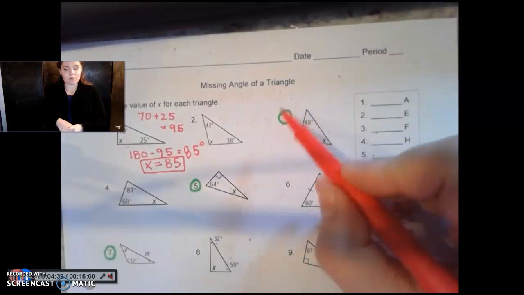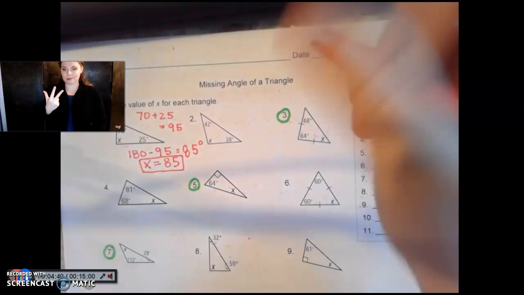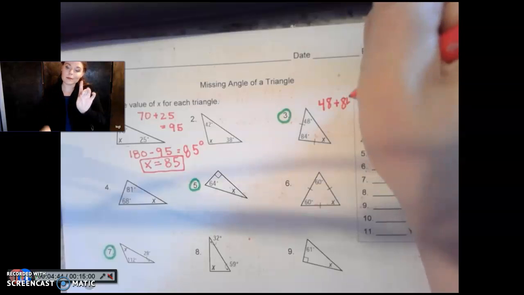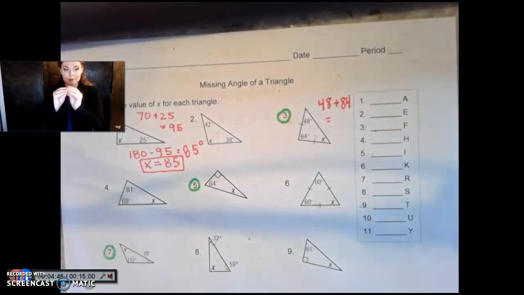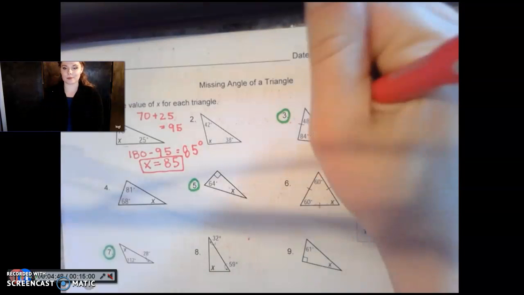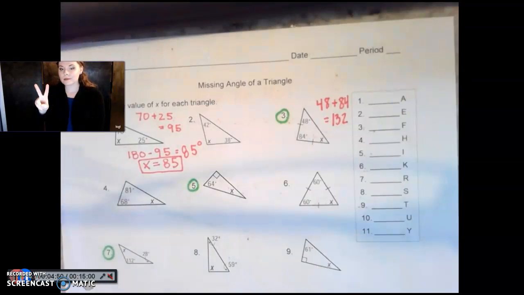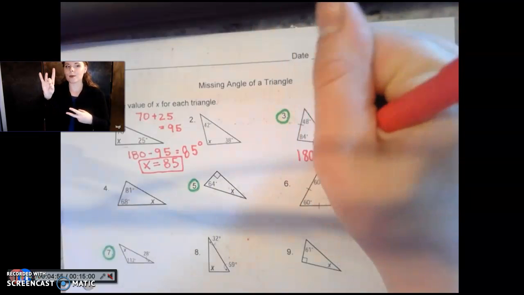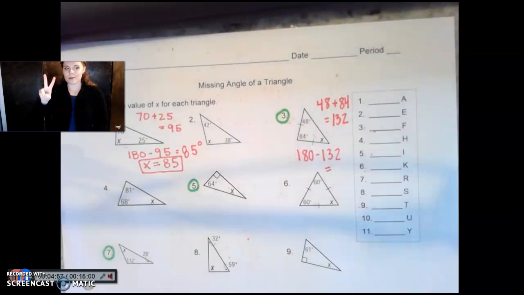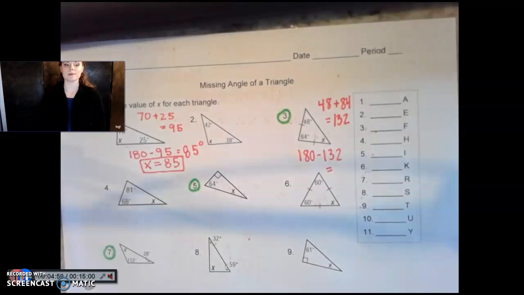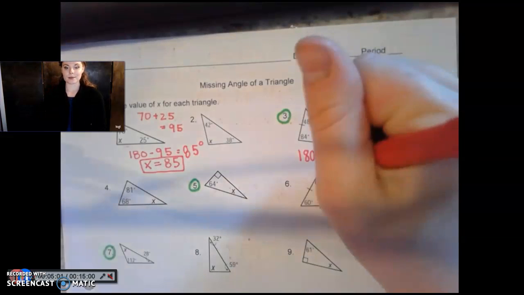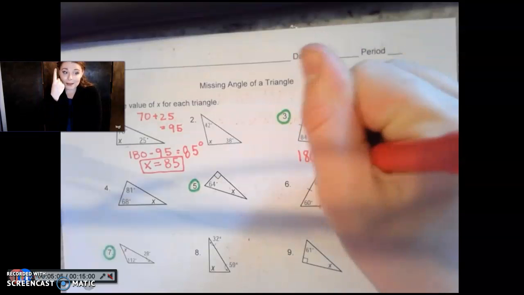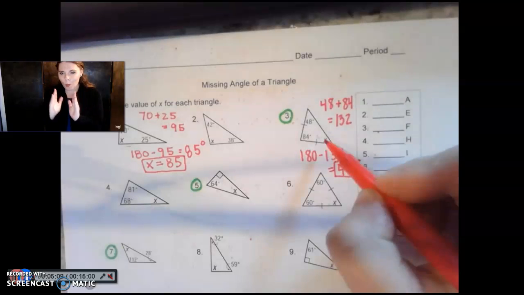Moving on to example 3, our same two steps. 48 plus 84 is 132, and our second step is to subtract that from 180. To get 47.8 degrees, which makes sense in this case because it's a much smaller angle than we're talking about here.